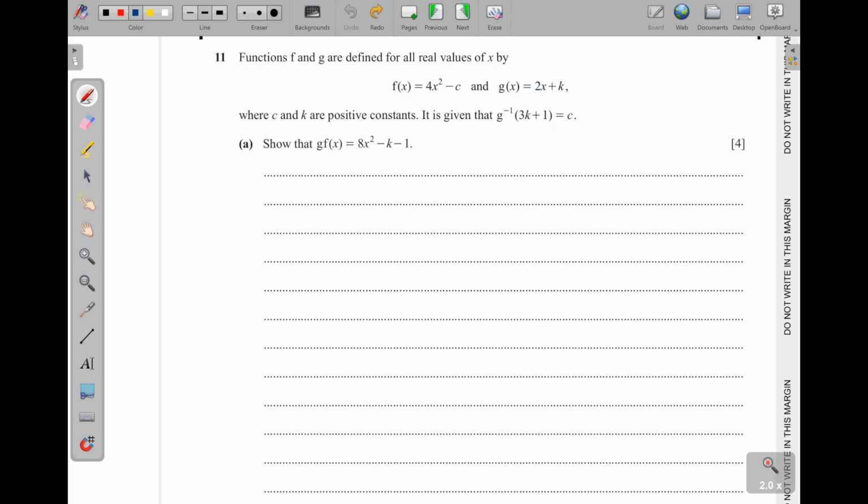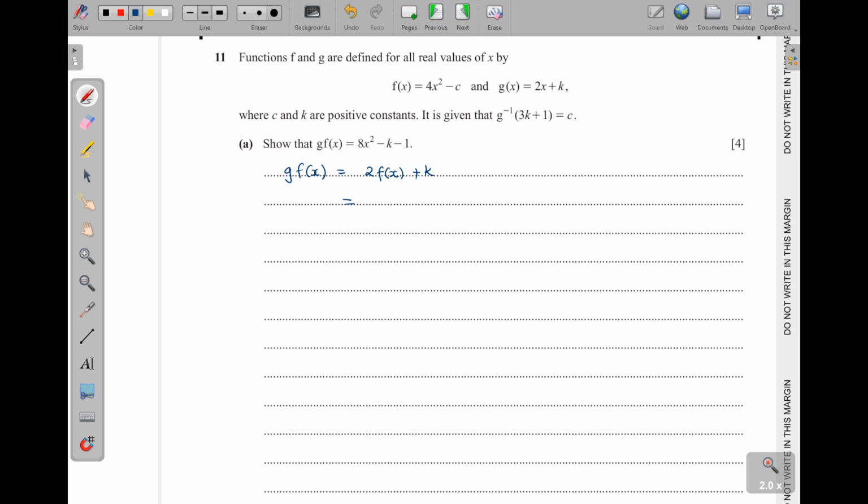Now, when they say g f of x, we are supposed to compose f into g. We replace the x here with f of x. So we shall write g f of x is going to be equal to 2, and where there is x, I'm going to put f of x, then plus the k.